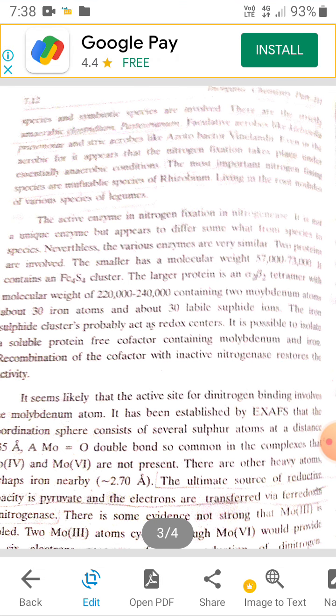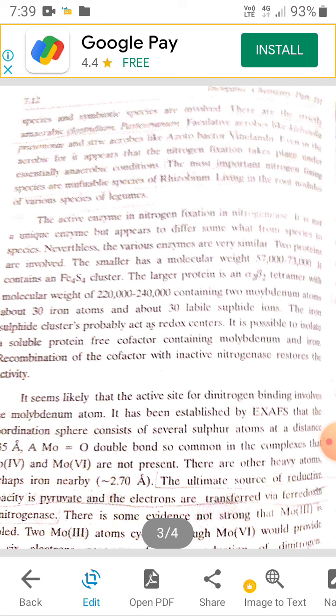This in vitro nitrogen fixation occurs in anaerobic Pasteurella and Clostridium. Further, in such types of compounds, nitrogen fixation occurs with rhizobium species. The active enzyme for nitrogen fixation, nitrogenase, is not a unique species. Some unique species, or the species of beans, are very popular and very conducive to fixing nitrogen.